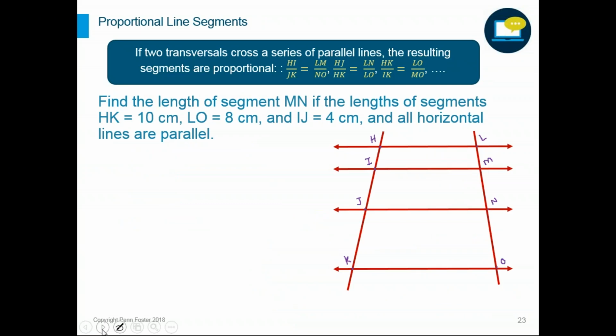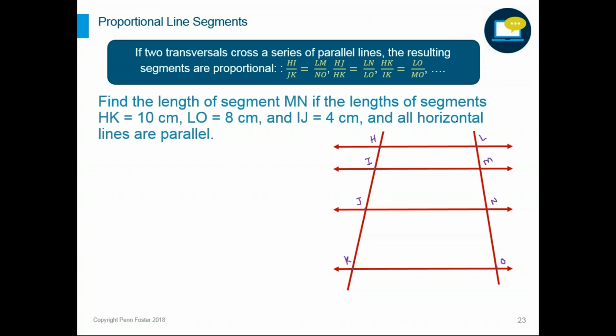The last topic in similarity, the same thing. Segments are similar when there is some kind of proportion. The segments become similar if you have multiple parallel lines cut by two transversals. So HK and LO are transversals. That would make those segments here proportional or similar. This question will explain how we can go about that.